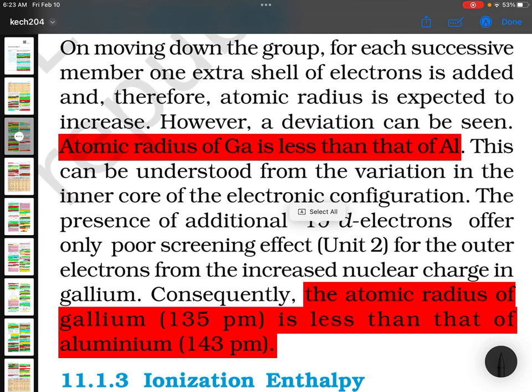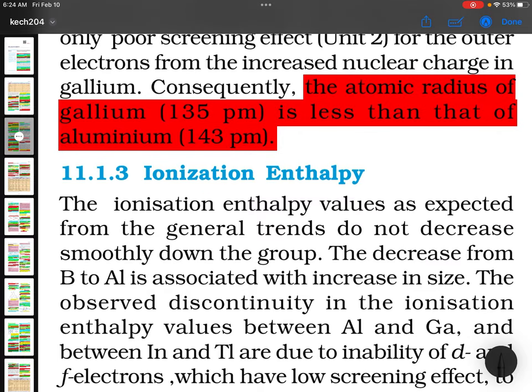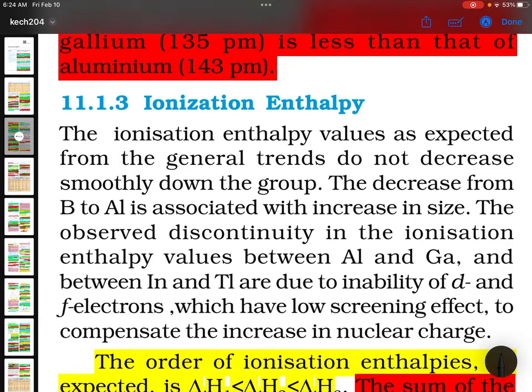Atomic radius of gallium is less than that of aluminium. Remember, okay, now you have already read all this topic. I am giving you again a focus on the most important points and the points where we generally show our negligence. The atomic radius of gallium is less than that of aluminium with the values. So, most important. Red color means most important.